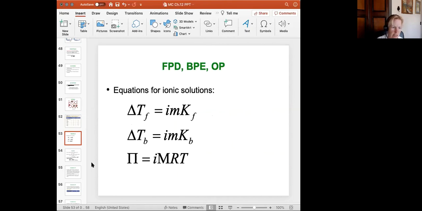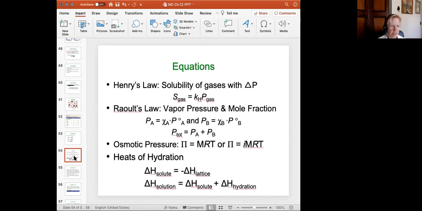So this kind of ends the whole chapter. Just to give you a reminder of all the things that we've covered in this chapter, the equations that we've covered are Henry's law, that's the solubility of gases, so looking at the molarity of a gas in solution. Raoult's law, and now we're dealing in colligative properties, so vapor pressure, osmotic pressure, freezing point elevation, freezing point depression, and then we looked at those heats of hydration, so that ionic equation itself.